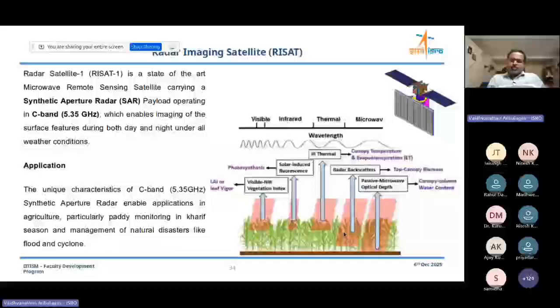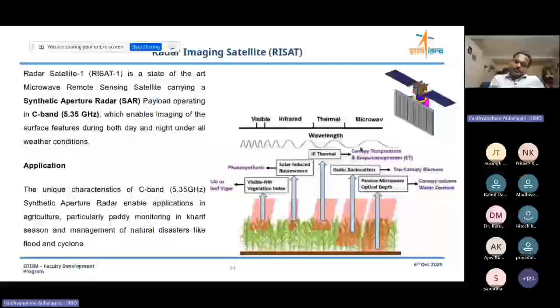Using a visible IR spectrum, it could see only the top layer of the growth once it is greenish. Using the IR spectrum, it could see slightly lower. But using synthetic aperture radar at a higher band, you could see up to the bottom, the depth, like whether the soil is moisturized or not. Up to that level, we could see using the radar imaging satellite.